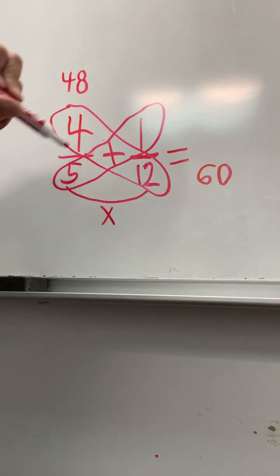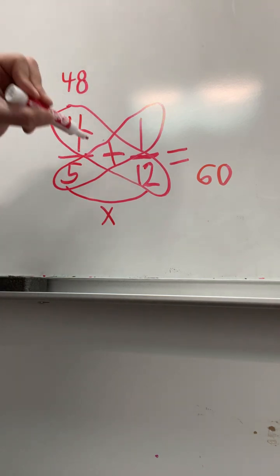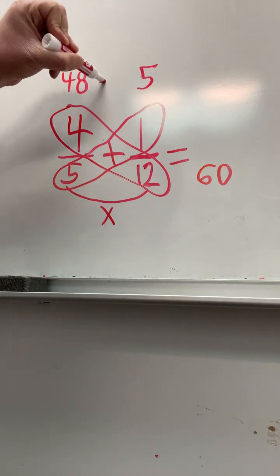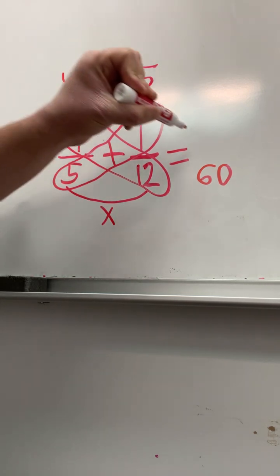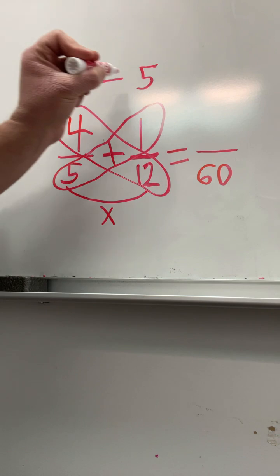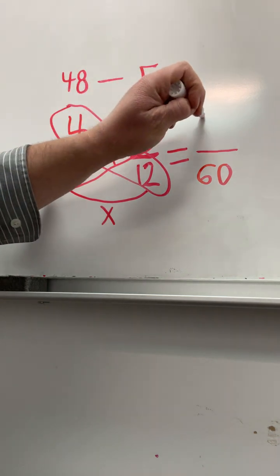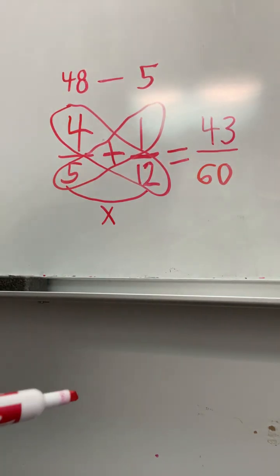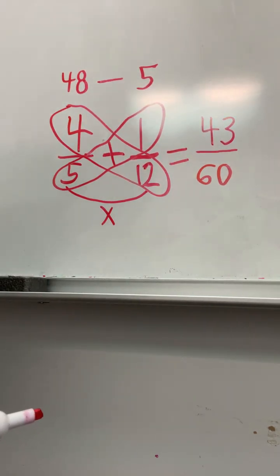Now we're going to multiply 5 times 1. 5 times 1 equals 5. Since we're subtracting fractions, we're going to subtract both the numerators. So 48 minus 5. 48 minus 5 equals 43. And we have our answer. 4/5 minus 1/12 equals 43/60.